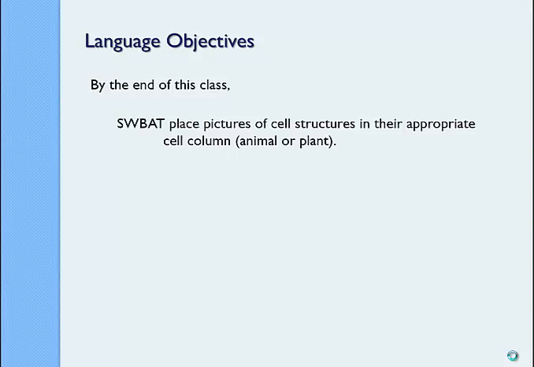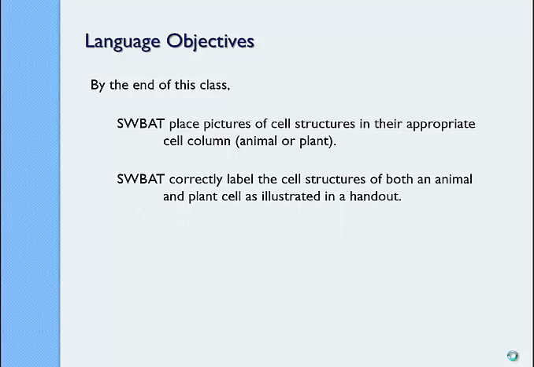So for example, you could write, by the end of this class (it's always good to have a very short time frame on your language objectives), students will be able to place pictures of cell structures in their appropriate cell column, animal or plant. This is for students who can't produce the language on their own, and this is very elementary, not in grade but in language terms.